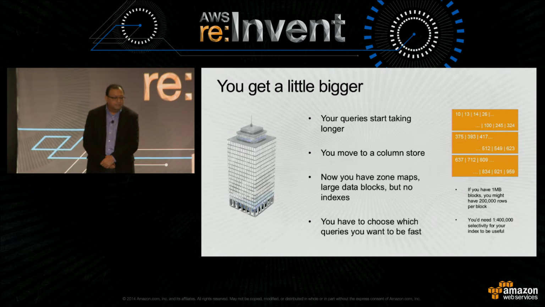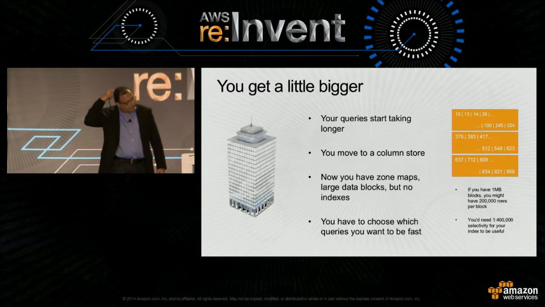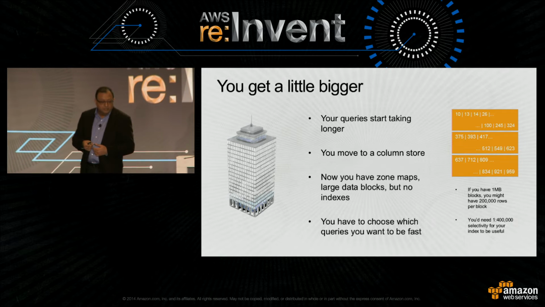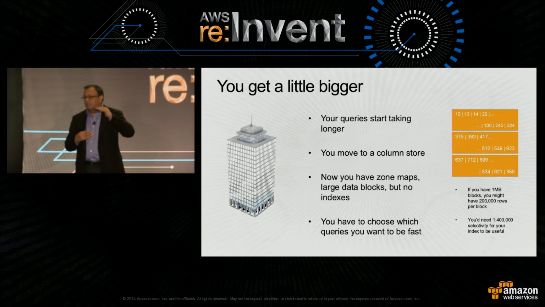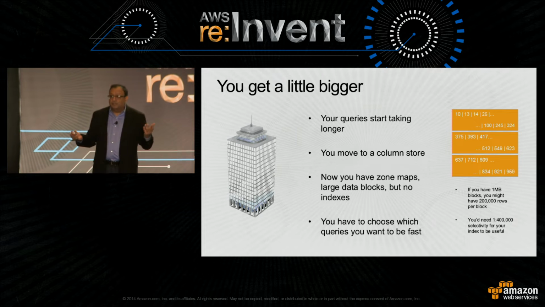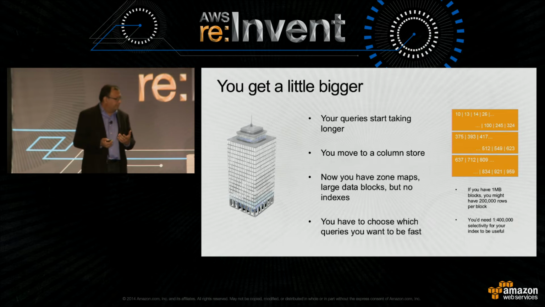You get a little bigger. Your queries start taking a long time. So something you'd start doing is moving to a column store. And what we do in Redshift, what a lot of people do, is use zone maps, which means that you keep the minimum and maximum value per block. And we have large data blocks, right? And it's relatively inefficient to index in a zone map.